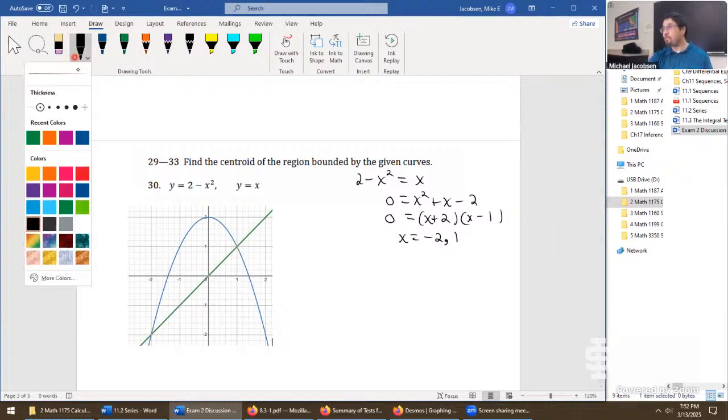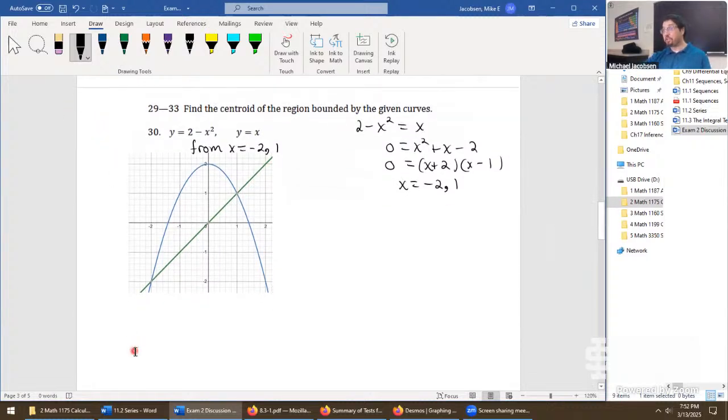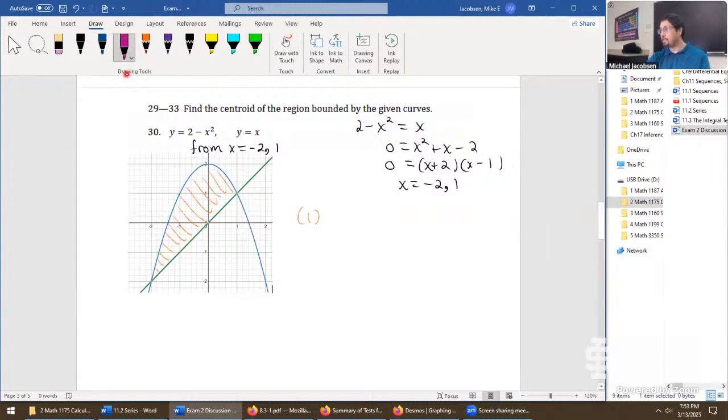Now it informs us that when we integrate, this is from x equals -2 to x equals +1 on each and every integral that we do. And this is a really good review question because there are 3 integrals we have to do. Step 1 is to find the area of this region right here. And just for the fun of it, let's also try to estimate the centroid of this region.